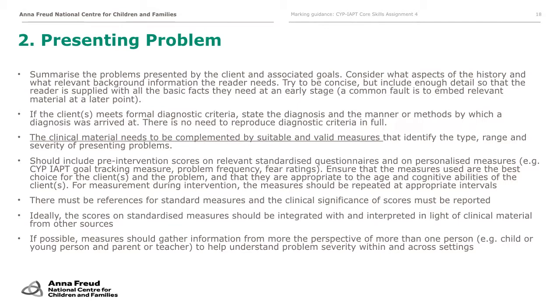The next section is the presenting problem, and here we're looking for a summary of the problems presented and the associated goals. We want them to include the relevant history and the background information. It needs to be concise but sufficient to help the reader understand what's going on. They should include the diagnosis if that is relevant and the methods used to arrive at that diagnosis, but they do not need to list the diagnostic criteria in full.